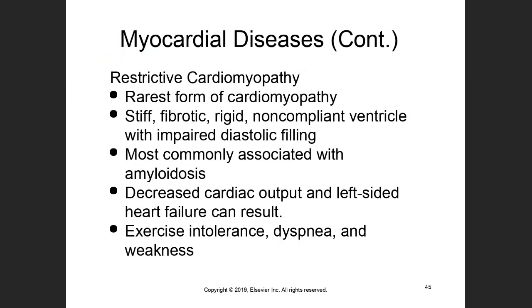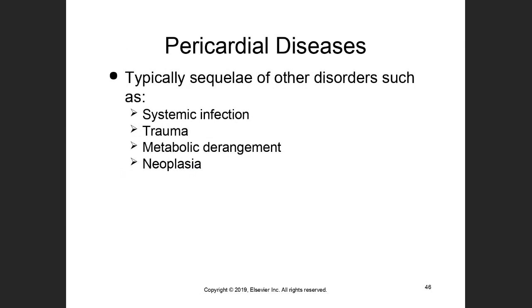Okay. Now we have restricted cardiomyopathy. Restricted cardiomyopathy, most of the time is due to amyloidosis. Amyloidosis is a defective protein in our body that accumulates in the heart and produces the restricted cardiomyopathy. Also it could be due to radiation therapy and other conditions.